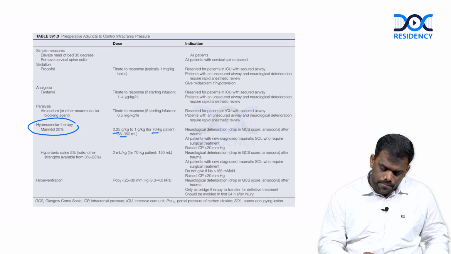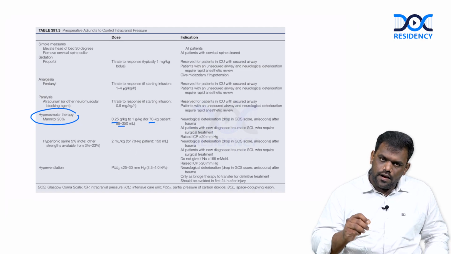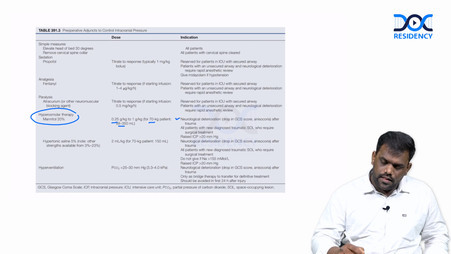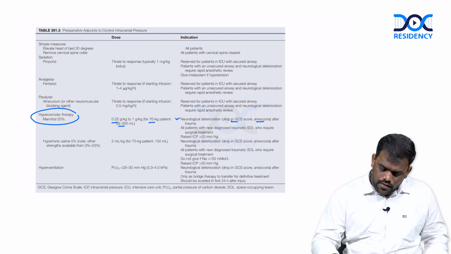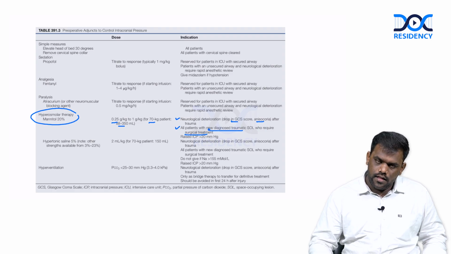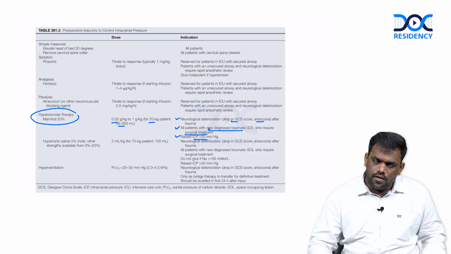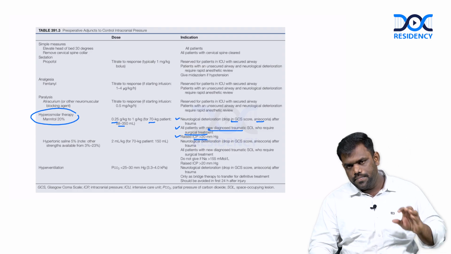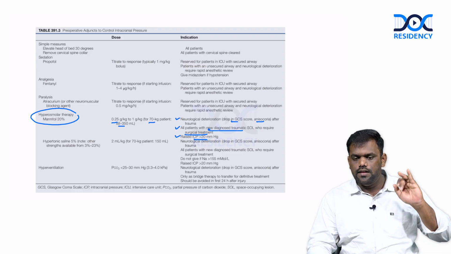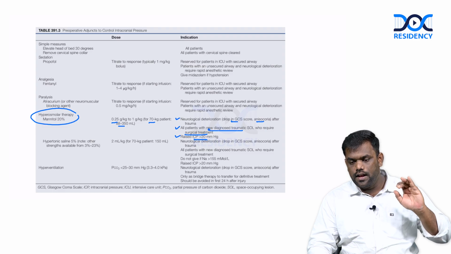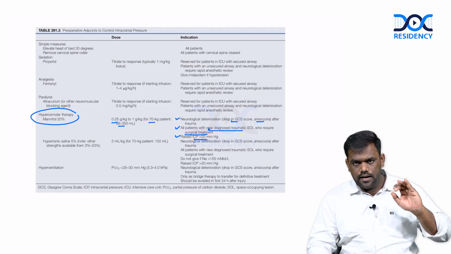Where is mannitol indicated? It is indicated in neurologically deteriorated patients, whenever there is a drop in GCS score, or a patient having anisocoria after trauma. Also all patients with newly diagnosed traumatic SDH who require surgical treatment, or whenever there is a raised ICP of more than 20 millimeter of mercury. So the three indications are neurological deterioration, newly diagnosed traumatic SDH requiring surgical treatment, or raised ICP more than 20 millimeter of mercury.